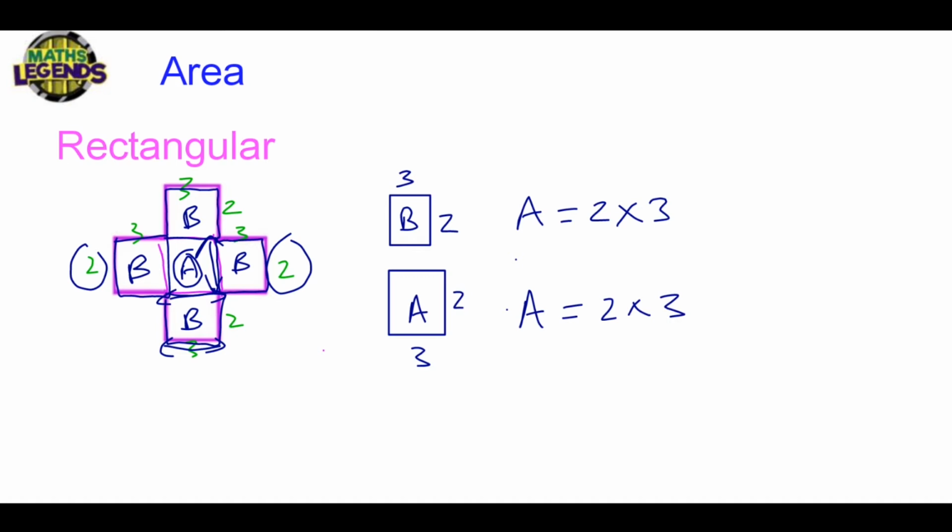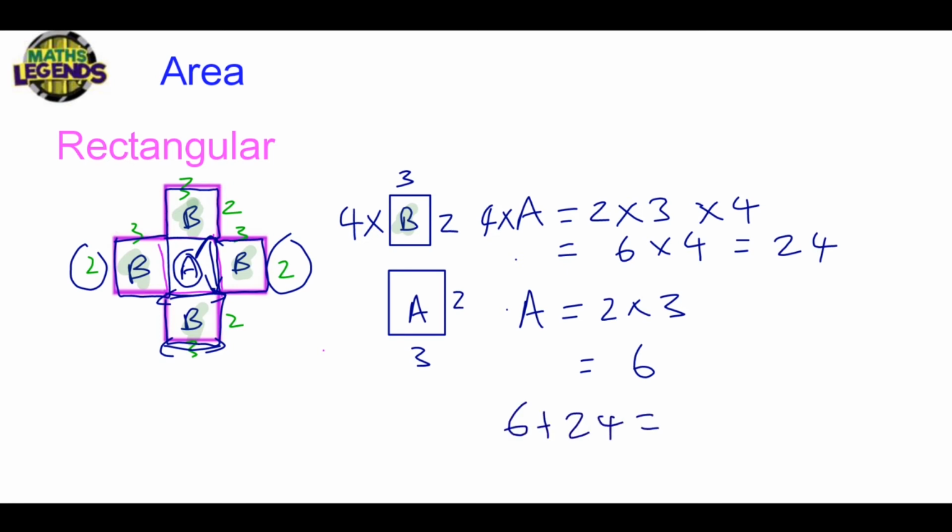But we do know that there's 4 B's. So that means we must have 4 lots of the area of B. So we need 4 times this. So this means that this has to be multiplied by 4. So this becomes 6 times 4, which is 24. And this is 6. So now the total here, 6 plus 24, is equal to 30. So our area for this total shape is 30.